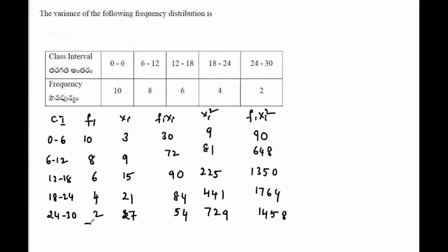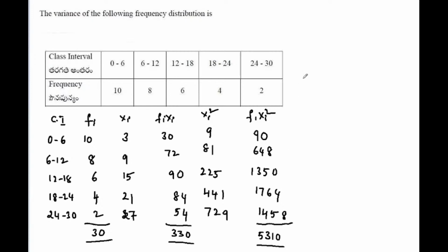So here is sigma fi. So find the sum of this sigma fi, that is 10 plus 8, 18 plus 6, 24, 28, 30. This is sigma fi is 30. And sigma fi xi, this value is 30, 72, 102 plus 90, 192, 192 plus 84 plus 54, that is 330. This value is sigma fi xi. Now you find the total of fi into xi square. So add all these, that is 5310. This is the value of sigma fi xi square.